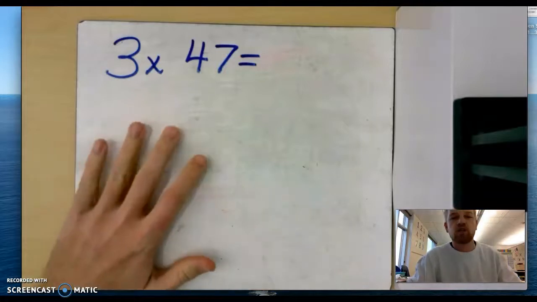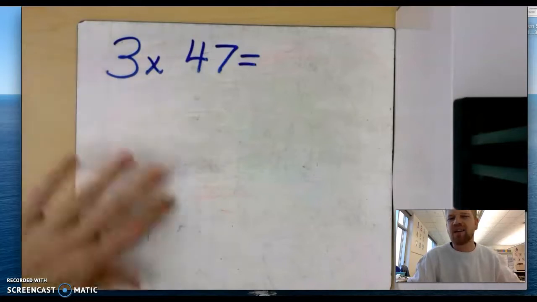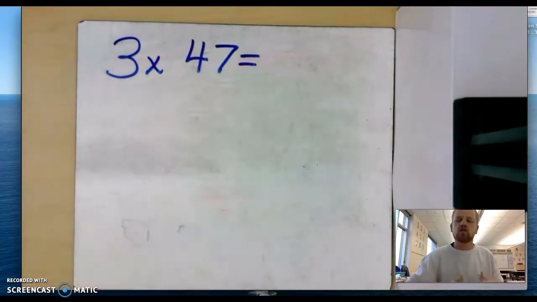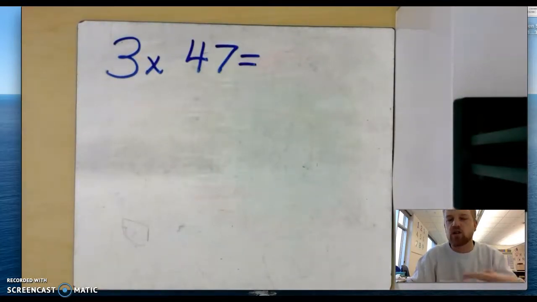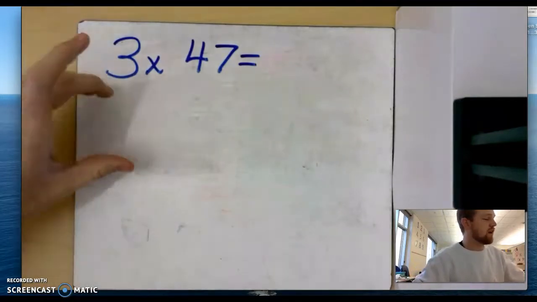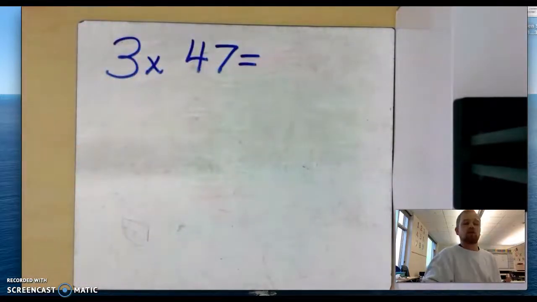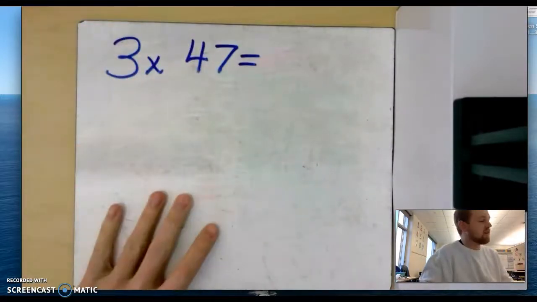This one's a little more challenging because I might not be so confident with my 3 facts. All right, and it's a lot larger number than 18. So this is really where that partial products is going to help me solve this. So what I'm going to do first is I'm going to think to myself, again, I know that this is saying 3 groups of 47. But what I'm going to do is I'm going to work on that partial product. So I'm going to break this number down.